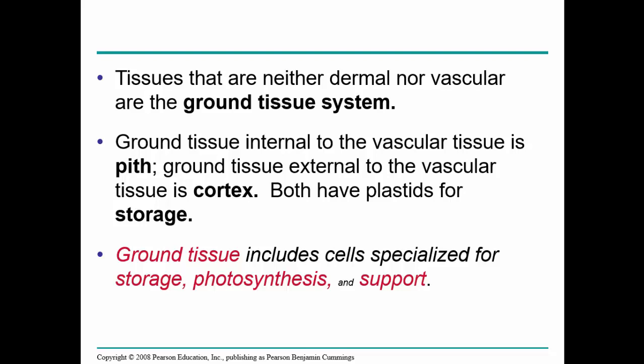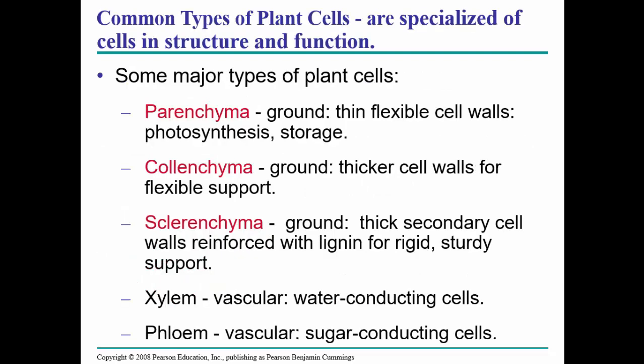And ground tissue has a function that depends slightly on the plant. Some of them can be used as storage, some of them can do photosynthesis, and some of them can act as support. And there are three types of ground tissue: parenchyma, collenchyma, and the third is sclerenchyma.